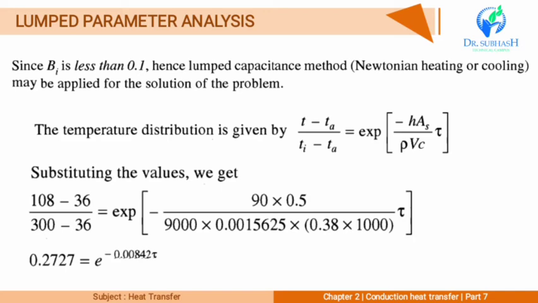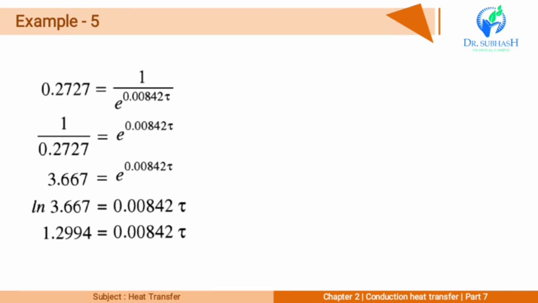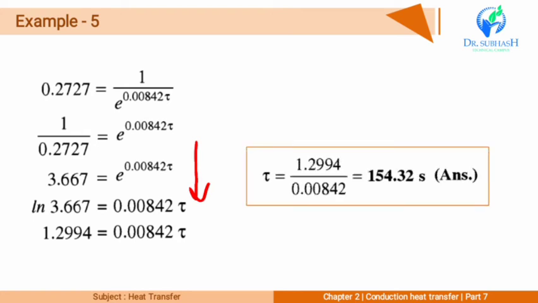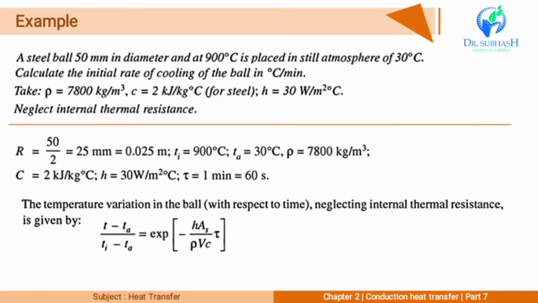So by the mathematical simplification, we get 0.2727 is equal to e raised to minus 0.00842 into tau. So 0.2727 is equal to 1 upon e raised to 0.00842 into tau, is equal to 1 upon 0.2727 is equal to e raised to 0.00842 into tau. So finally, after the mathematical calculation, we got 1.2994 is equal to 0.00842 into tau, so that tau is equal to 154.32 seconds.